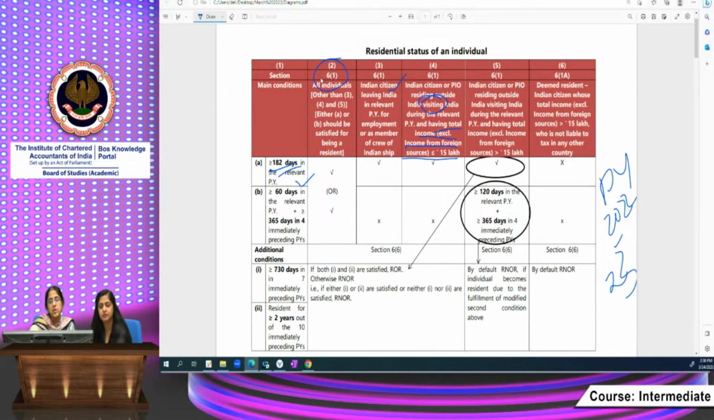And then having total income excluding income from foreign sources. Now, what is this total income excluding income from foreign sources?